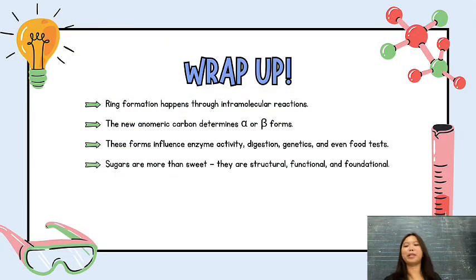So let's wrap it up. Monosaccharides like glucose or fructose naturally form rings in solution. These ring forms, pyranose and furanose, are not just structural quirks, they are biologically essential. Ring formation happens through intramolecular reactions. The new anomeric carbon determines alpha or beta forms. This form influences enzyme activity, digestion, genetics, and even food tests.